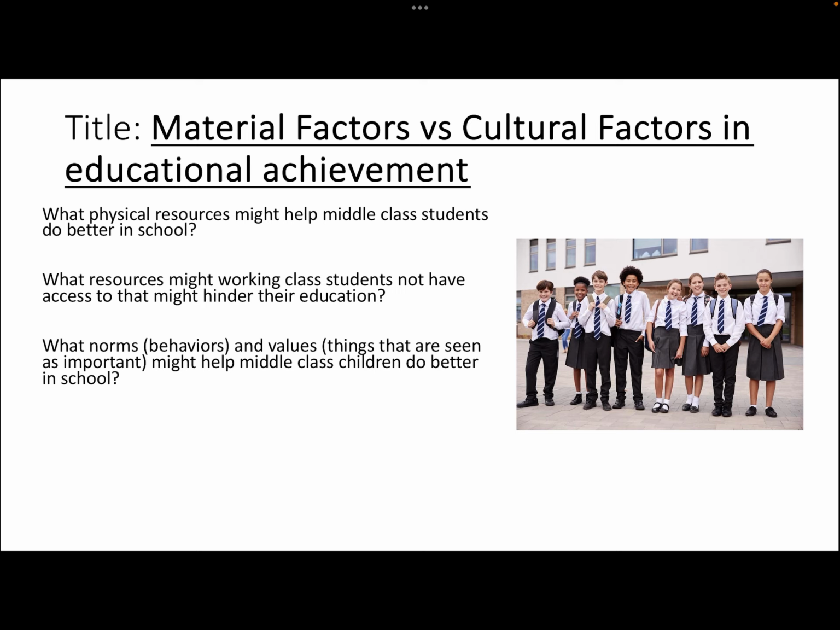What norms or behaviours and values, which are things that are seen as important, might help middle class children do better in school? So what norms and values might they have or get passed on to them from their families that might help them do better in school? And what are the norms or behaviours that might stop the working class doing as well in school? I haven't put values on there, but you can also make a note if you want about what values they might lack, particularly in education, that might mean they do less well at school. So pause the lecture here and write down as many ideas and examples that you can think of for each of these four questions.